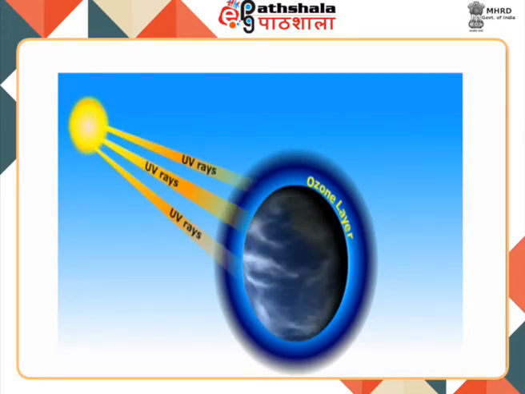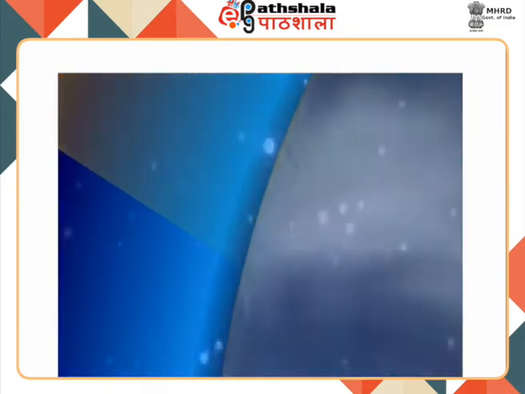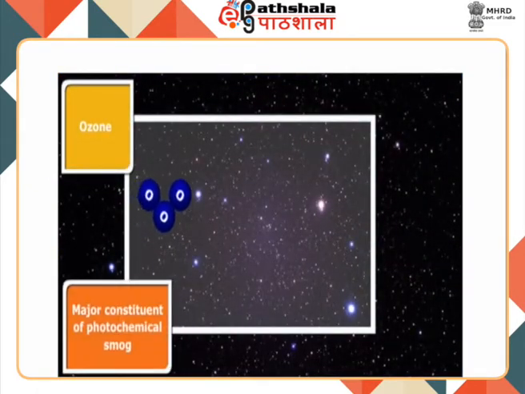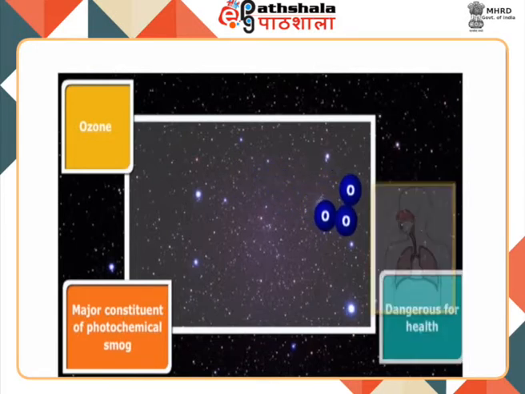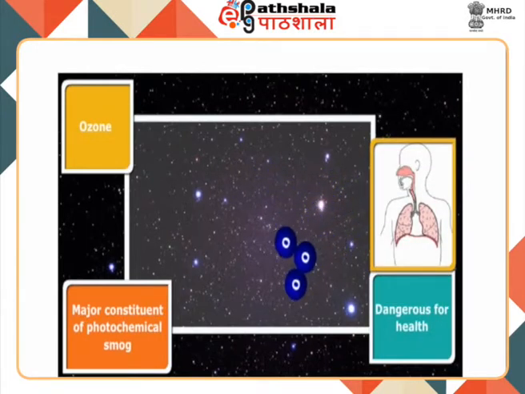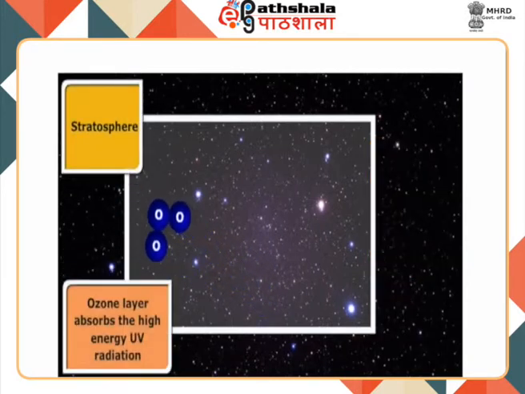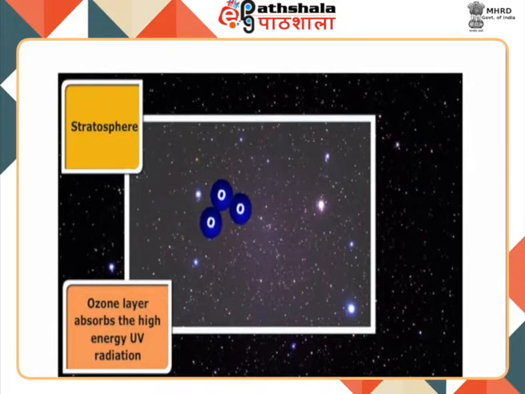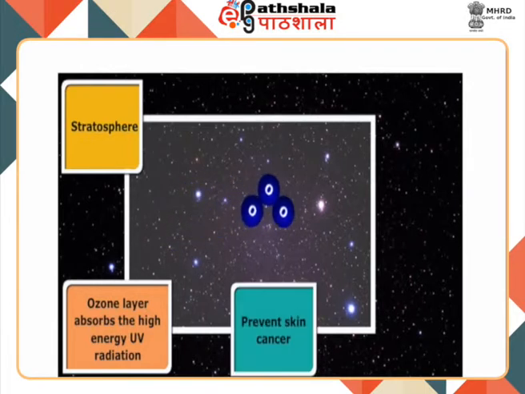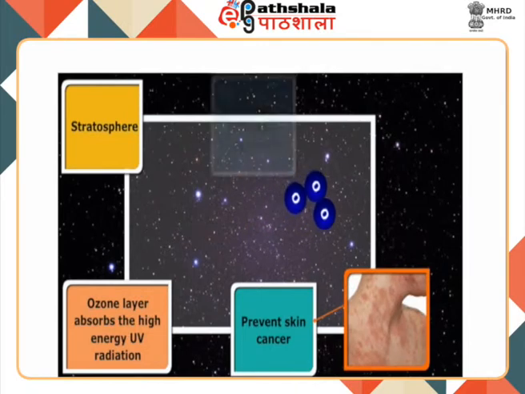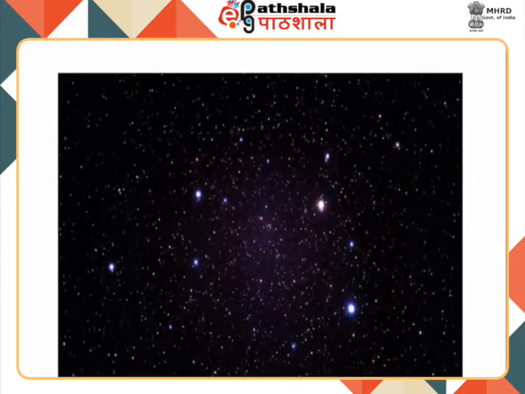The ozone layer is a thick layer of ozone gas. Ozone, which is a major constituent of photochemical smog, is considered to be a health hazard at the ground level near the surface of the Earth. However, in the stratosphere, the ozone layer absorbs the high energy UV radiation from the sun. This also helps prevent skin cancer and damage to vegetation.